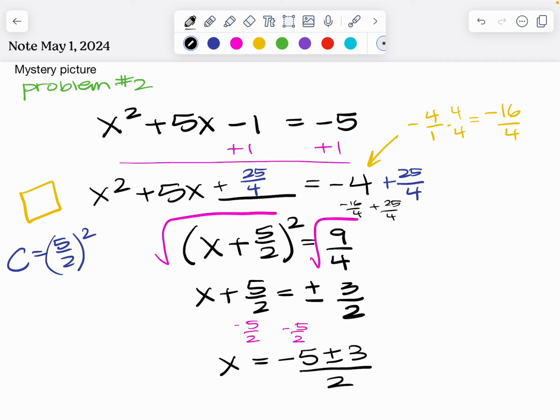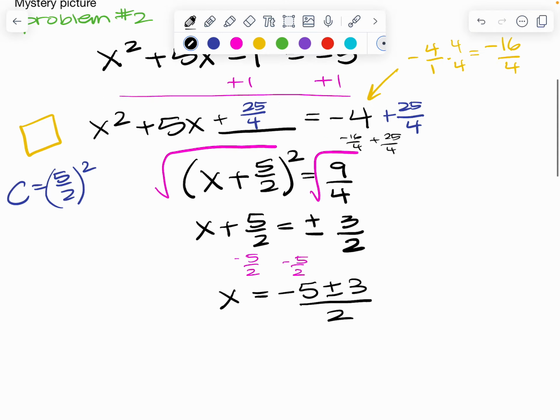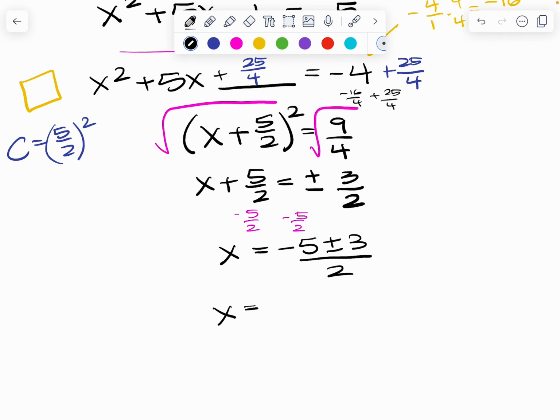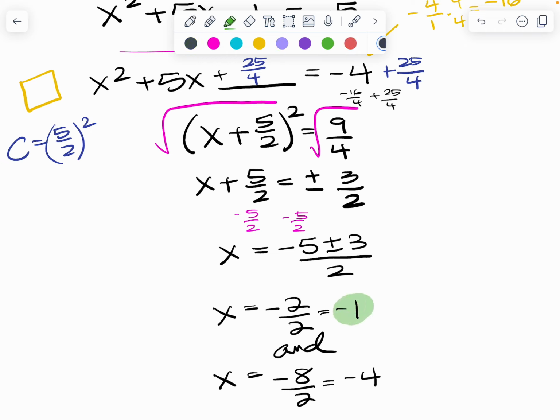All right. You can leave them as individual separate fractions or just combine them. That's up to you. All right, so let's do this. x equals negative 5 plus 3, which is negative 2 over 2, which equals negative 1. And x equals negative 5 minus 3, which is negative 8 over 2, which is negative 4. Dun, da, da, da. x is negative 4 and negative 1.